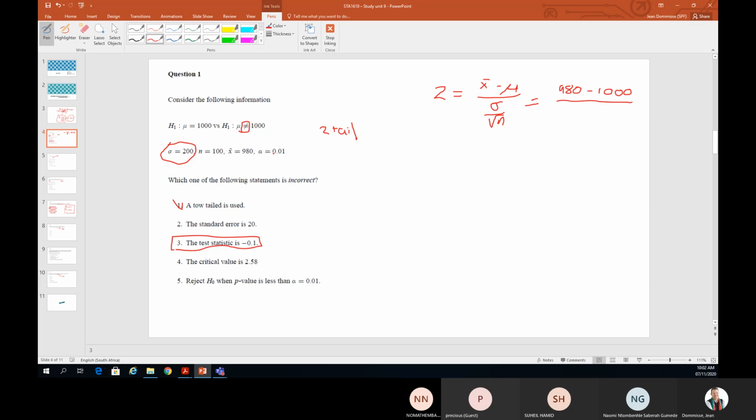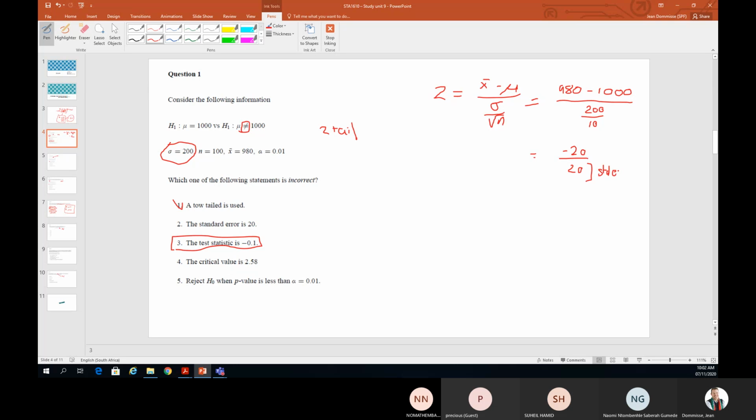Divided by 200 over the square root of n. N is 100, so the square root of n is 10. So basically minus 20 over 20. That is also your standard error.